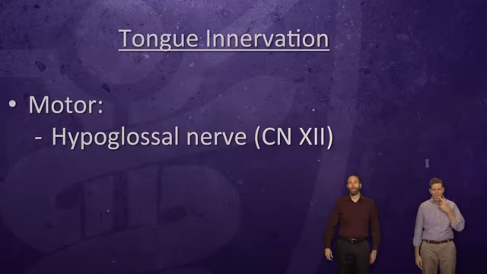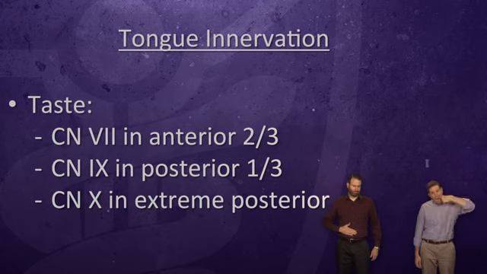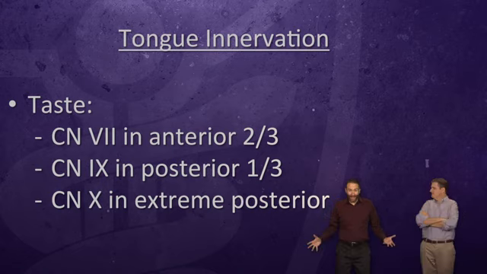Okay, so a classic question you'll often get is what nerves innervate the tongue for motor and taste? Motor innervation is from the hypoglossal nerve, cranial nerve 12. Taste sensation is mainly from cranial nerve 7 in the anterior 2/3 and from cranial nerve 9 in the posterior third. And then a tiny bit of taste sensation in the extreme posterior of the tongue is from cranial nerve 10.